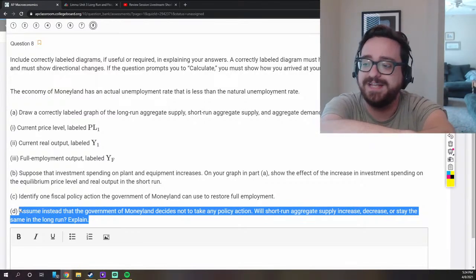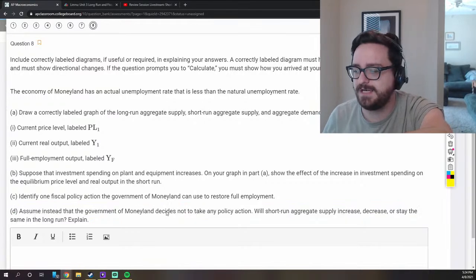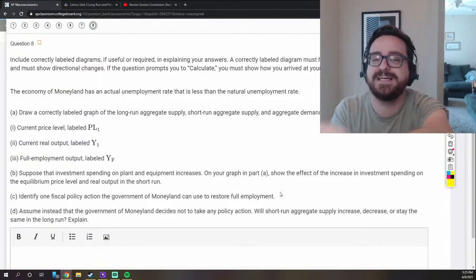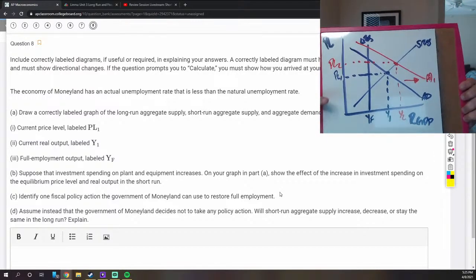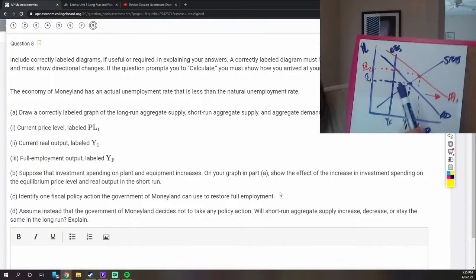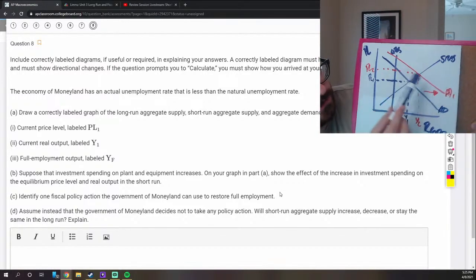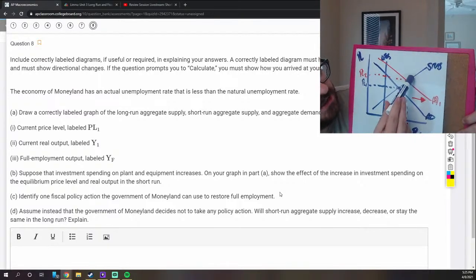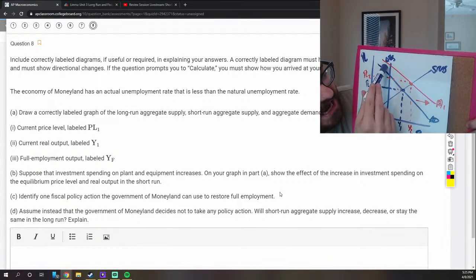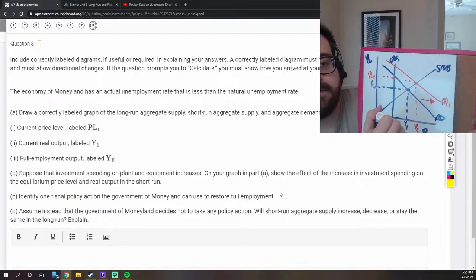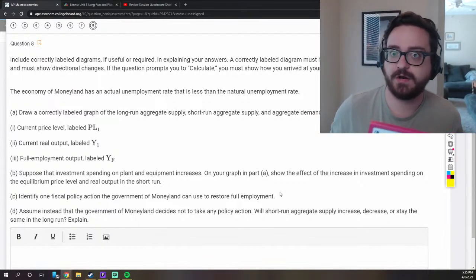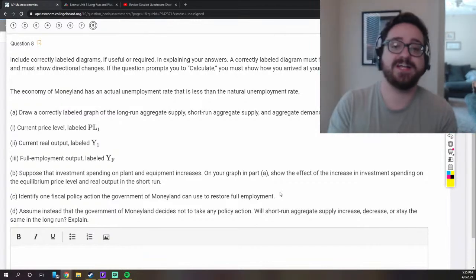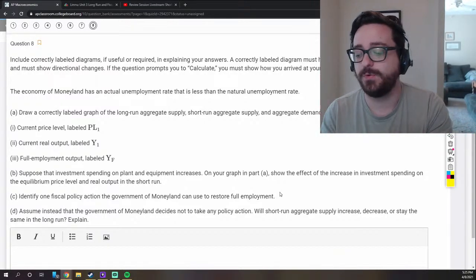Remember, if the government isn't involved, which it's saying, that the government is deciding to not take any policy action, that means that SRAS has to move, and it has to move to get us back to equilibrium. So if I'm here, and that's my supply curve. Oh, sorry, there it is. That's my supply curve. I was mirroring really badly. That's my supply curve. I need that line to move back to get me to full employment. They're not making me draw it because that graph would get very busy, but I would need my SRAS to decrease. So SRAS will need to decrease. That's the first part of it. It says to explain it.